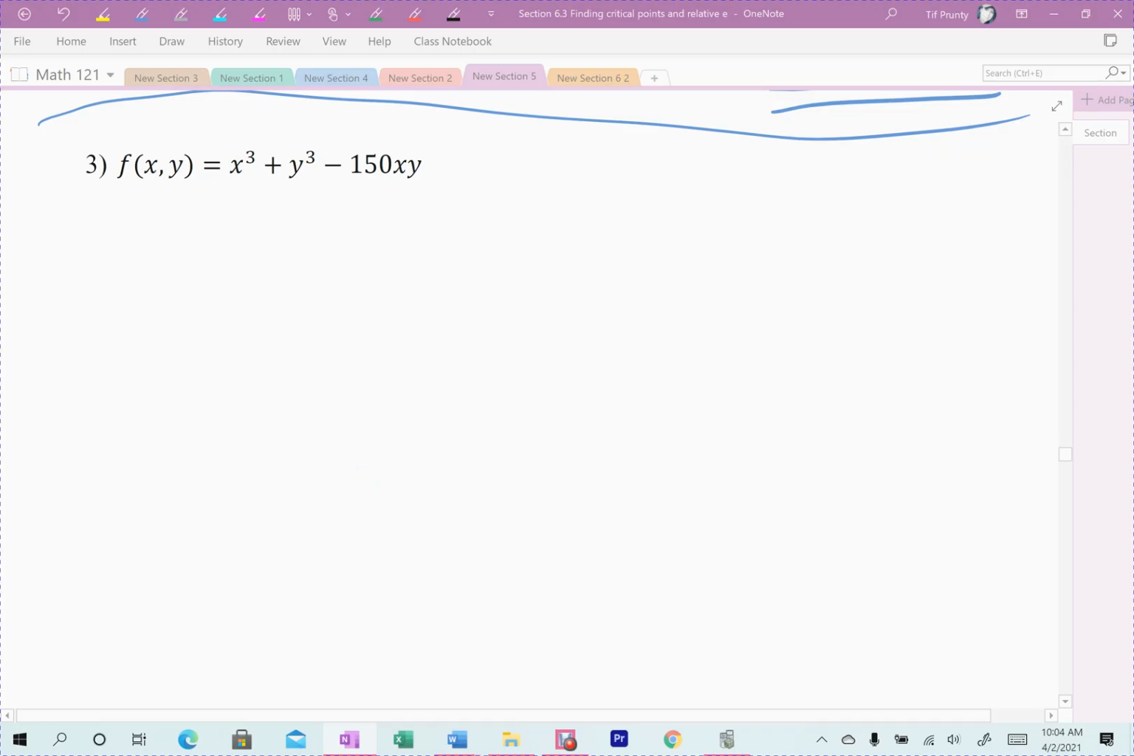Alright, so the next example is a tougher example. It's got the cubes in it, and so I know I'm going to have to solve this by substitution, so it's just a little more complex. The steps are the same, though. I have to find my first order critical values, find my first order derivatives, and set them equal to 0.